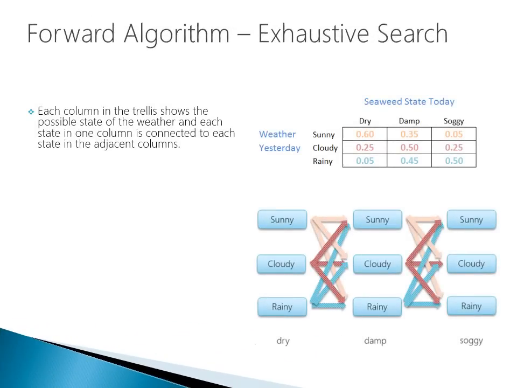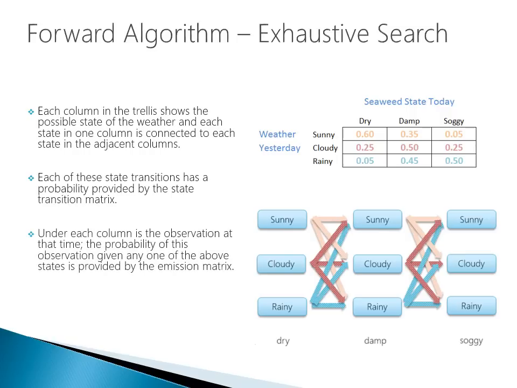Each column in the trellis shows the possible state of the weather, and each state in one column is connected to each state in the adjacent columns. Each of these state transitions has a probability provided by the state transition matrix. Under each column is the observation at that time. The probability of this observation given any one of the above states is provided by the emission matrix.